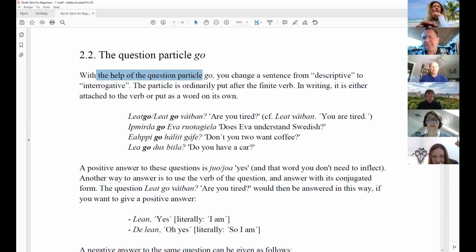With the help of the question particle ko, you also have this in Finnish, you change a sentence from descriptive to interrogative. The particle is ordinarily put after the finite verb.